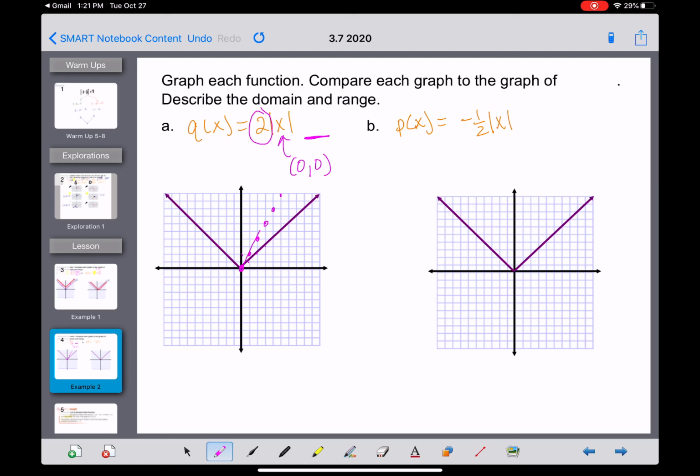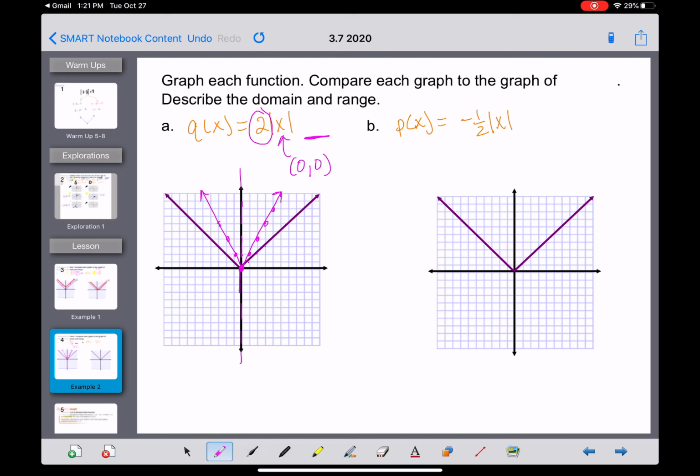So that is part of my line. Due to the fact that it's absolute value, we need to reflect that over the vertex. So it's also going to go in the opposite direction. This is a vertical stretch. Our absolute value bars are skinnier, increasing in slope.